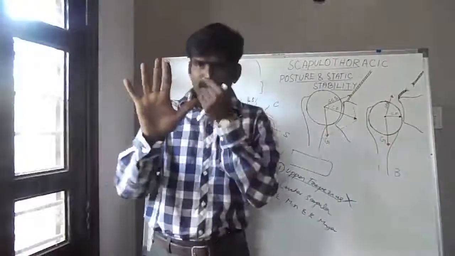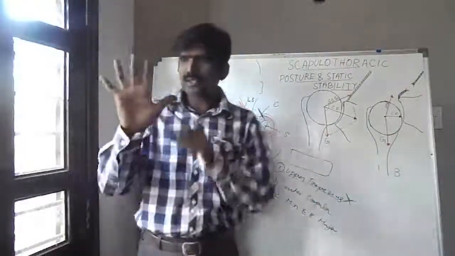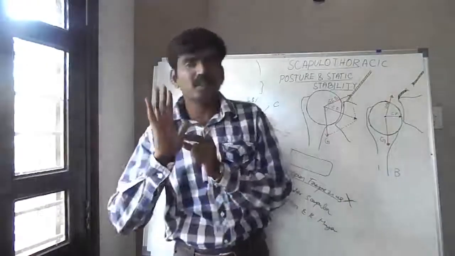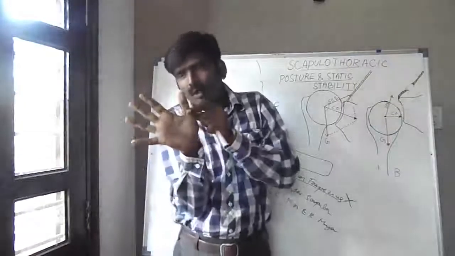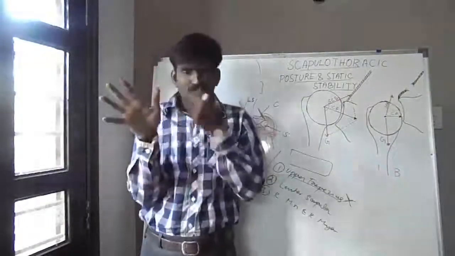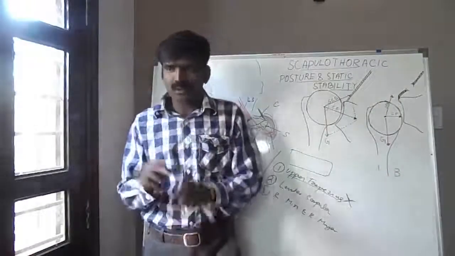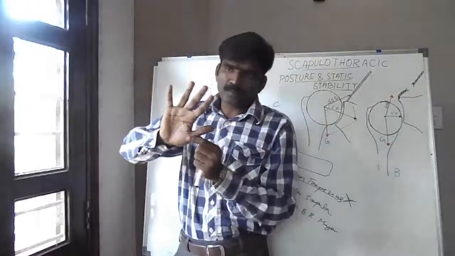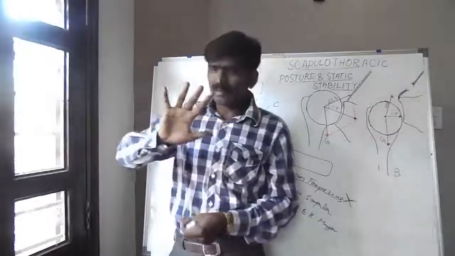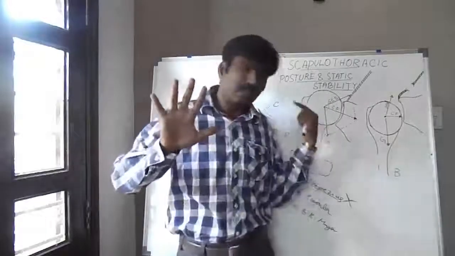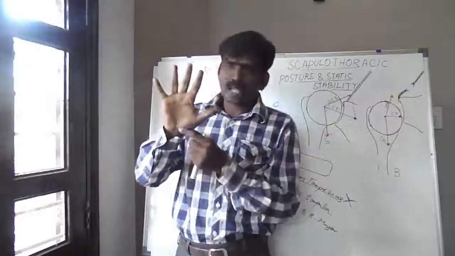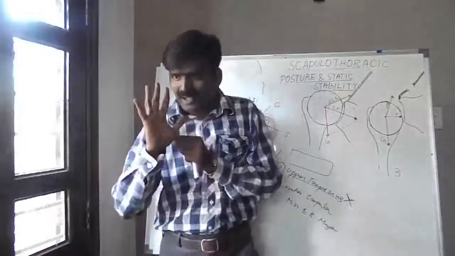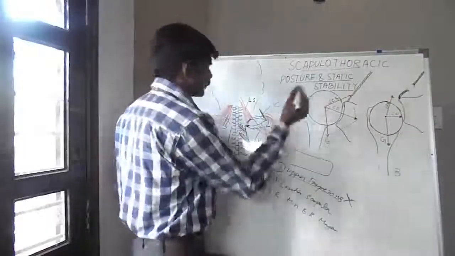If elevators are paralyzed, the scapula will be depressed, protracted, and downward rotated. Now the glenoid will face down. This is opposite to that of ideal posture. Ideal posture is elevation, retraction, and slight upward rotation of the scapula. This is the ideal posture. If the elevators are paralyzed, then the scapula will be depressed and protracted, opposite to that. I'll write it better.